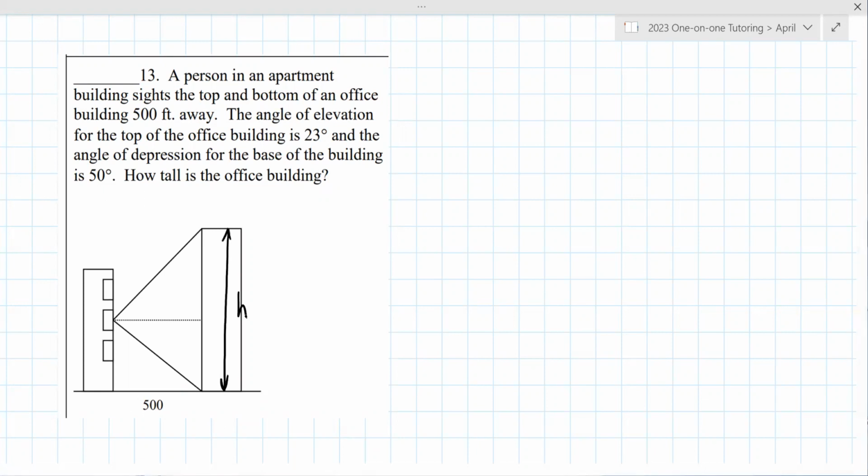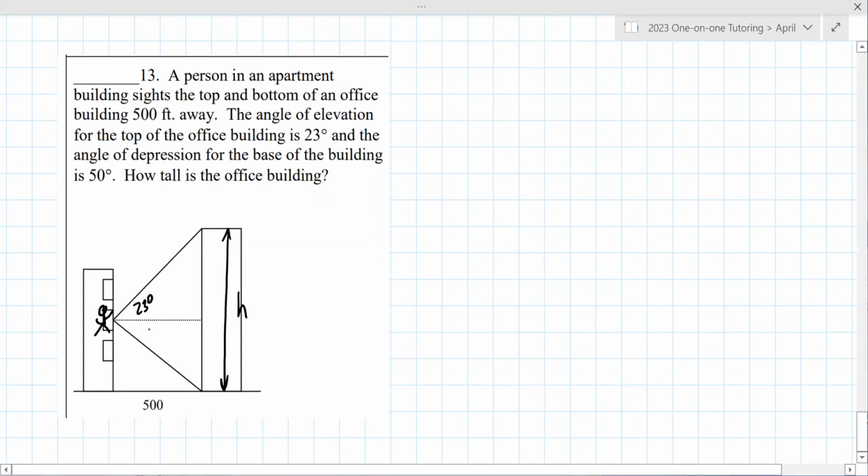Well, I know the height will be 500. The height is not 500. It's the distance away. The angle of elevation of the building is 23. So no, 23 will be the top one, and 50 will be the bottom one. So you have to be careful here. The person is looking out their apartment here. So the elevation this time is 23, and the depression is down here, 50. Top, bottom.